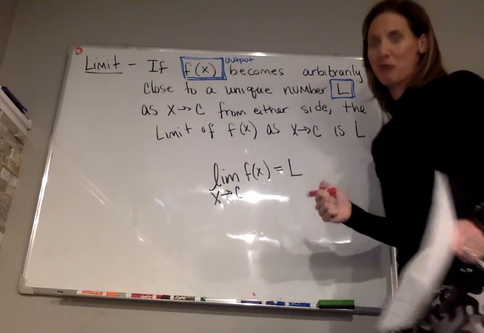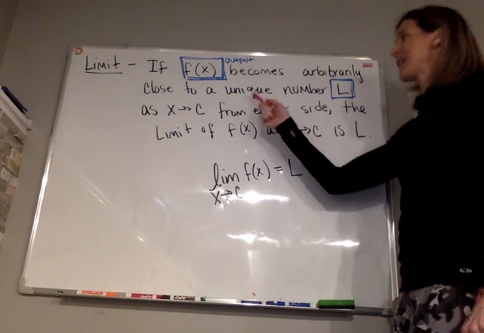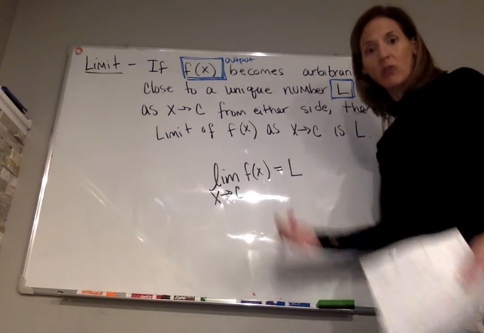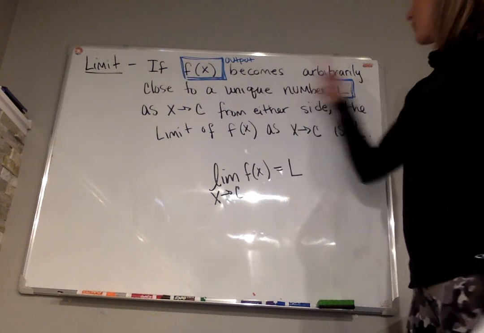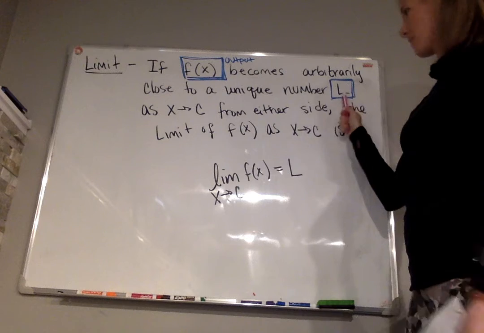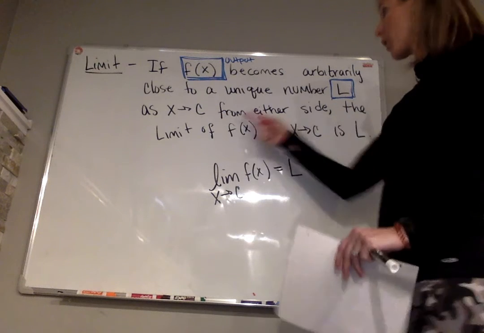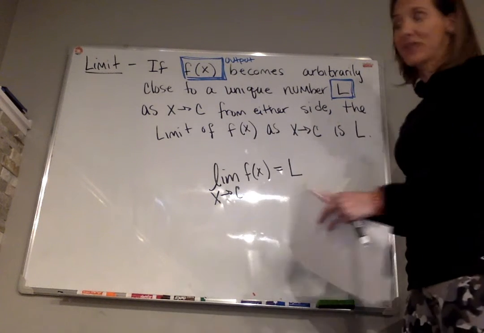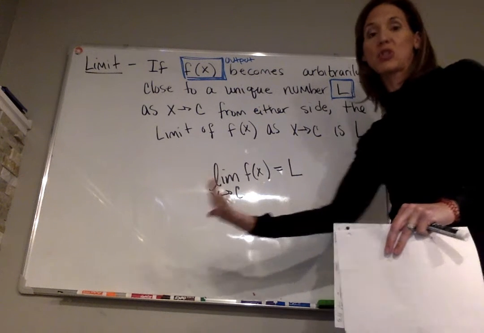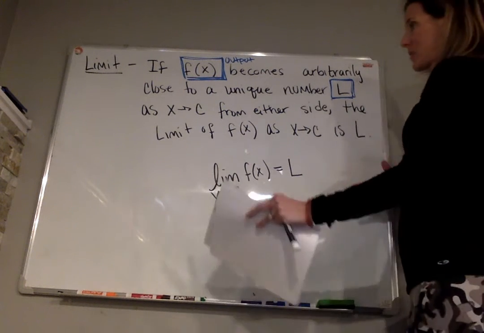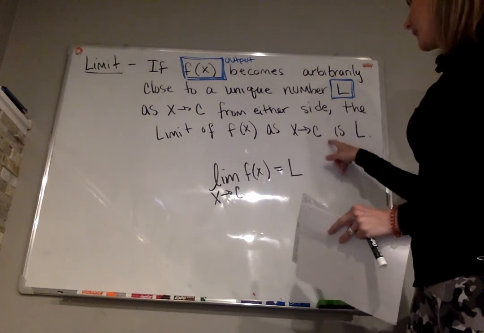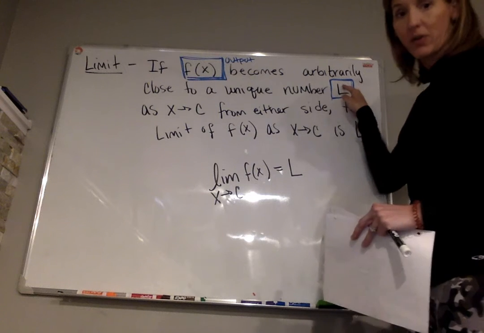You've heard me say this throughout the year. I was getting you ready for this. I can't have multiple unique numbers, then it's not unique. Unique means a single value. So if the output becomes arbitrarily close to a specific single number, as x is approaching something from either side. So in the example we just looked at with the area, it was as x approached 8 from the left, as x approached 8 from the right, then we got a limit of 64, okay?